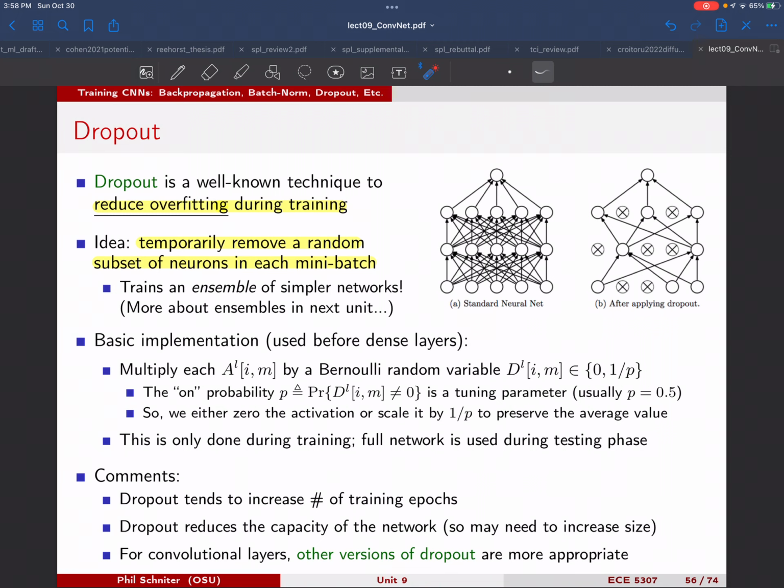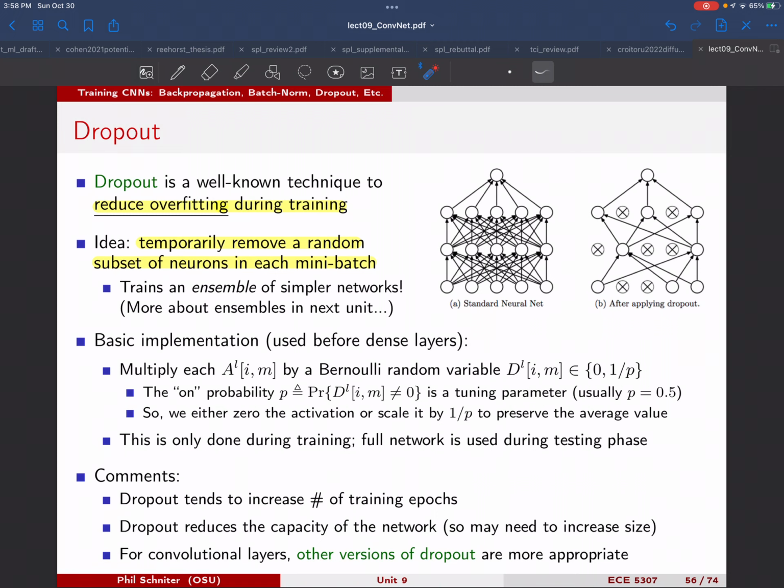Just a few more details about the implementation. We can think about it like this. For every activation, so here we have an activation at layer L, batch index I, and output channel M, we're going to multiply. So there's still, this is a whole image with many pixels.